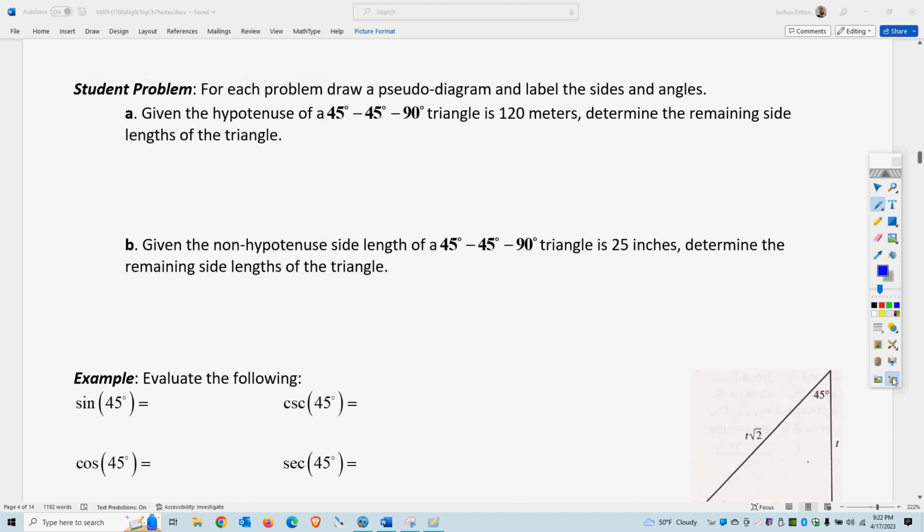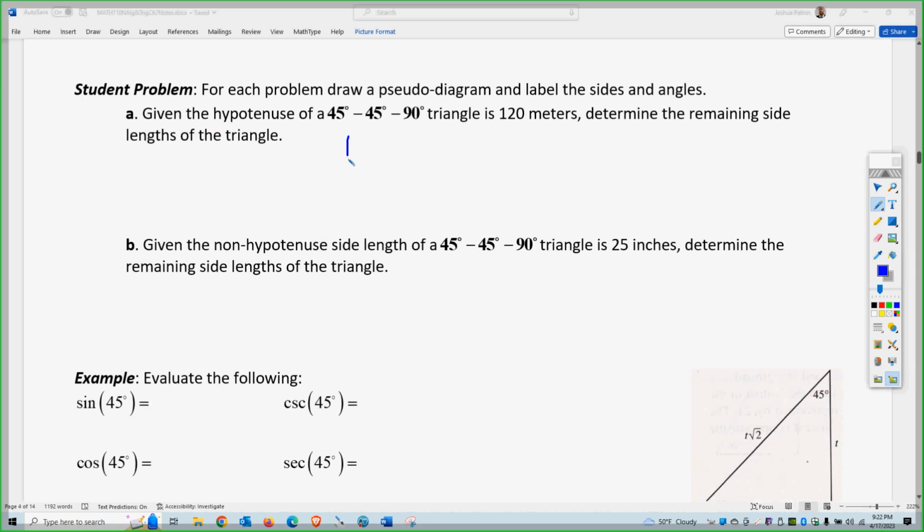Okay, so if I have 45, 45, 90, so we'll draw that. That one's not bad, actually. So we have 45, 45. Okay. The hypotenuse is 120 meters. Meters, not degrees. What am I doing? Sorry. So the legs must be smaller by a factor of root 2. So these are 120 divided by root 2 meters and 120 divided by root 2 meters.